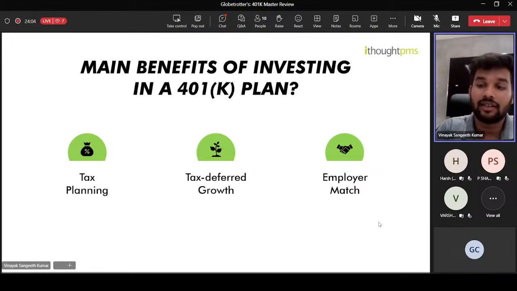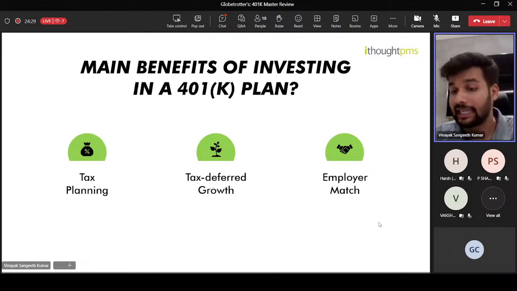In after-tax dollars 401k, that is Roth 401k, what happens is you are contributing to the 401k account with after-tax money, but you won't get any deductions. For example, if I'm earning 120 and I am paying it from my after-tax dollars, that $120 is my after-tax money. In that case, whatever corpus I'm building in my retirement would be completely tax free.